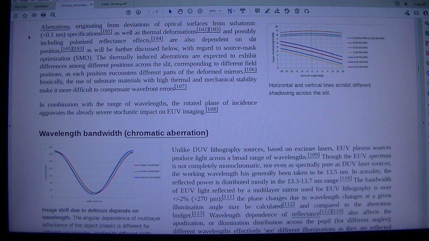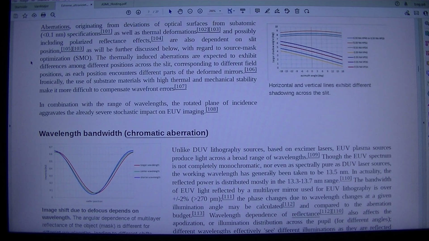Aberrations, originating from deviations of optical surfaces from subatomic and less than 0.1 nm specifications, as well as thermal deformations, and possibly including polarized reflectance effects, are also dependent on slit position, as will be further discussed below, with regard to source mask optimization, SMO.